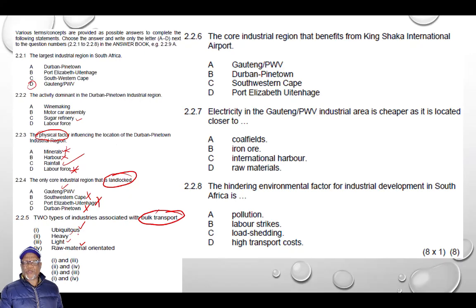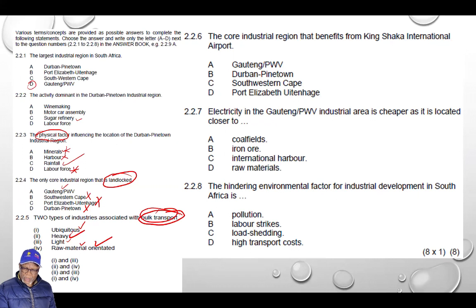So what is ubiquitous industry? The industries that are located everywhere where there is a market. So industries that are located everywhere, or the industries that cannot be separated from their immediate market. So they become ubiquitous. So we want bulk transport. So the correct one there will be heavy industry, and heavy industries need a lot of raw material.